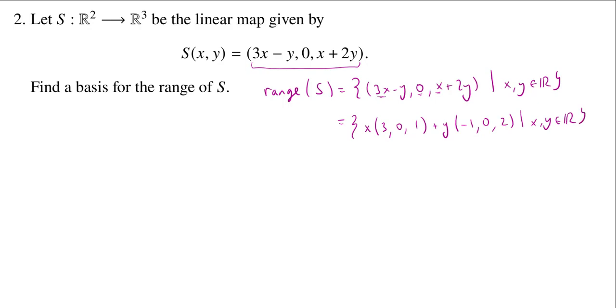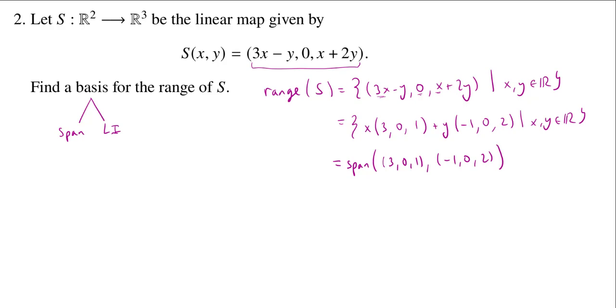All right, and so what we see now is that the range of S can be written as a linear combination of these two vectors, 3, 0, 1 and -1, 0, 2. And so this is actually just the span of those two vectors. Cool. We wanted a basis, and we already found a list that spans. So a basis, of course, remember, needs to span the space, but it also needs to be linearly independent. So we have to make sure that this list is linearly independent. If it's not, we'll have to remove something, and then we'll have a basis.